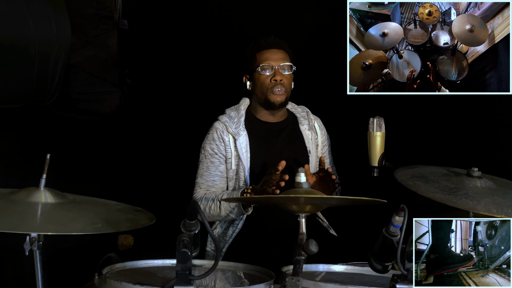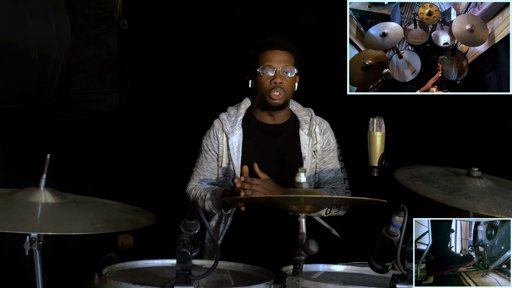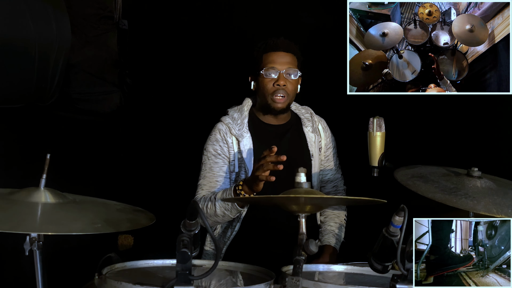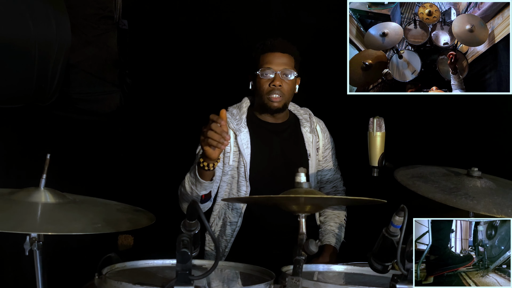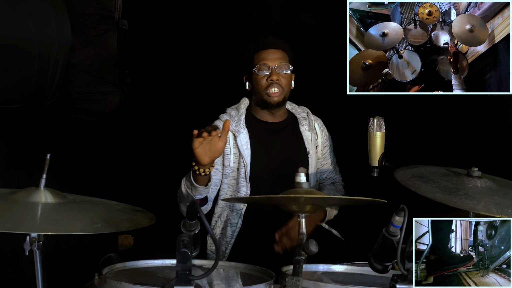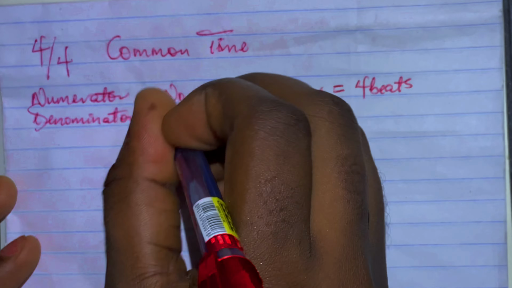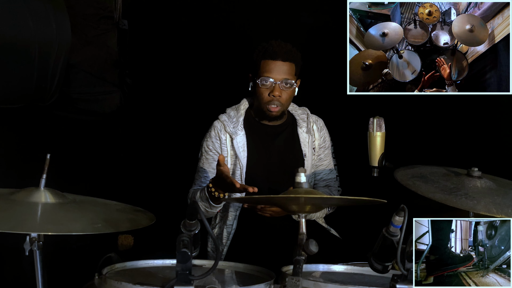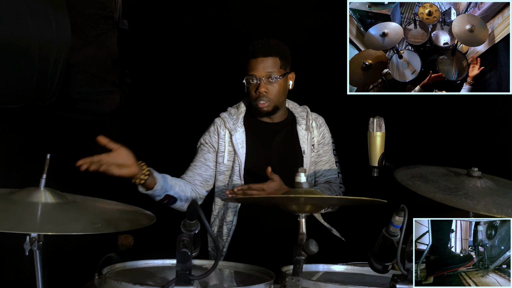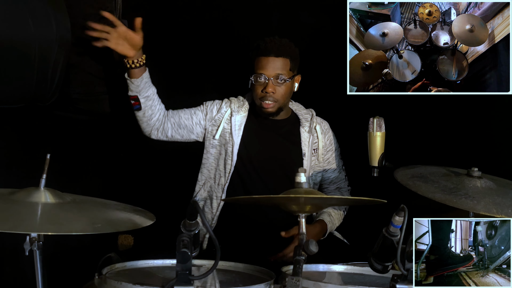So now going back to 4/4 that we were talking about earlier before we branched into note value. In 4/4, what does it mean? It means we have 4 beats in a bar. That's what the numerator tells us. The denominator tells us that the note value of those 4 beats are quarter notes. 4 stands for quarter, 8 stands for eighth, and it progresses just like that.